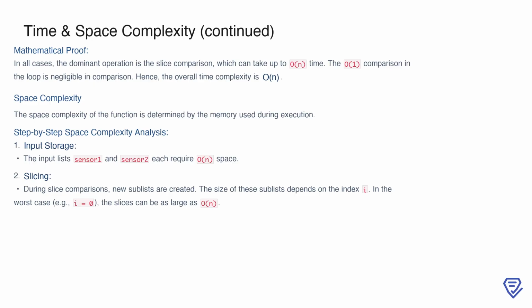Shifting focus to space complexity, the memory usage depends on the input and the operations performed. The input lists sensor 1 and sensor 2 require O(n) space each, as they are directly passed into the function. Additionally, during slice comparisons, new sublists are created. The size of these sublists depends on the index i. In the worst case, where slicing starts from i equals 0, the size of the sublists can reach up to O(n). This additional memory usage from slicing is a key factor in the space complexity.